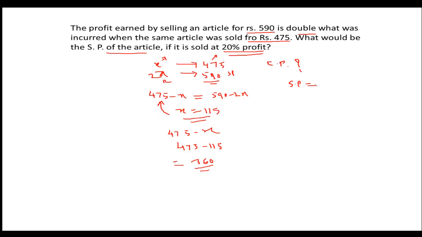Therefore the selling price, if it is sold for 20% profit, will be equal to 360 multiplied by 120 divided by 100, and that is equal to 432. So the selling price of the article, if it is sold at 20% profit, is 432 rupees.